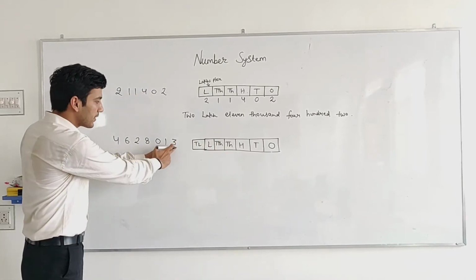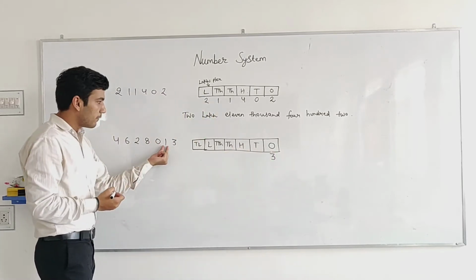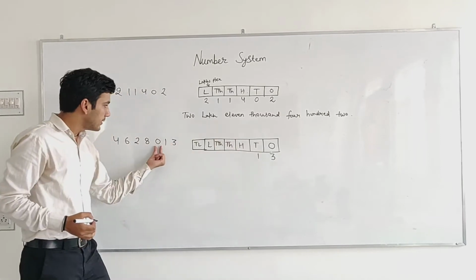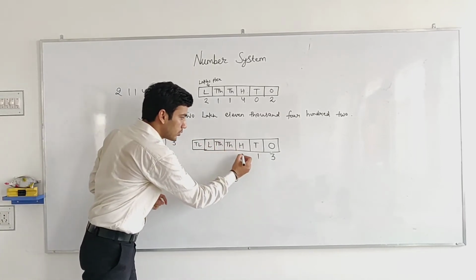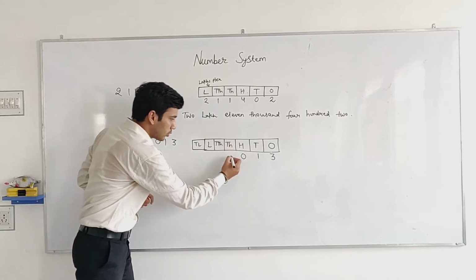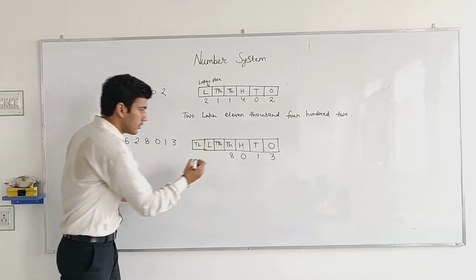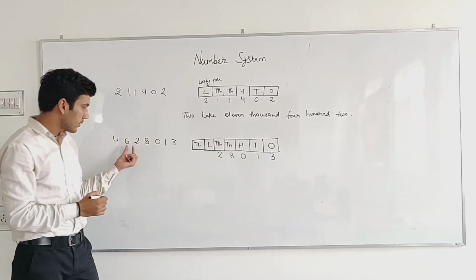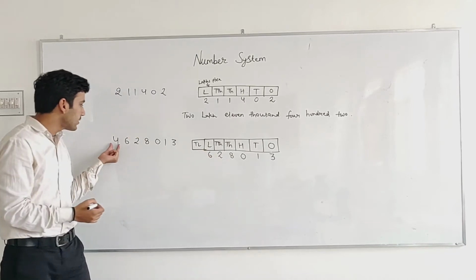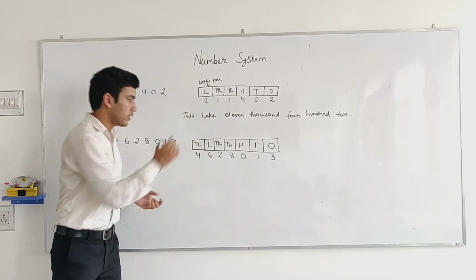So look, 3 is on my ones place, so 3 I will write here. 1 is on my tens place, so I will write here 1. 0 is on my 100 place, so 0. 8 is on my 1000 place, so 8. Now 2 is on my 10,000 place, so 2. 6 is on my lakh place, 6. And last 4 is on my 10 lakh place, so 4.